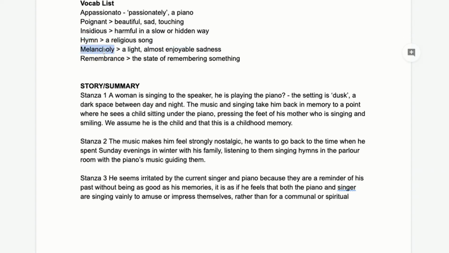Melancholy is quite similar to poignant, they kind of go together, but melancholy is a feeling that you have, whereas poignant is a feeling that something gives off. So a person can be melancholy, and that means that they feel a bit sad, but in an almost nice way, like they sort of enjoy the level of sadness that they're at. So it's not total depression, it's a light level of sadness that you sort of enjoy wallowing in.